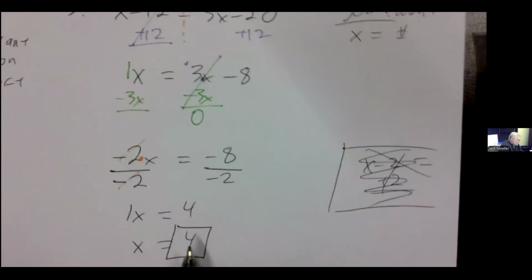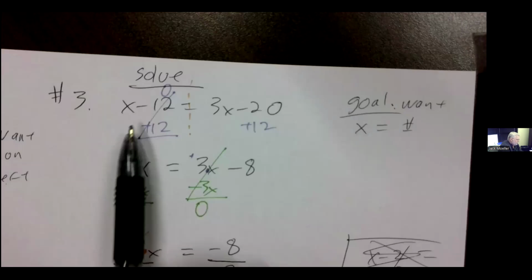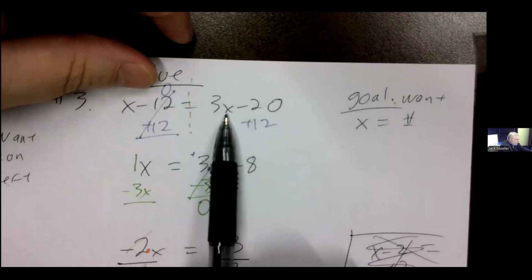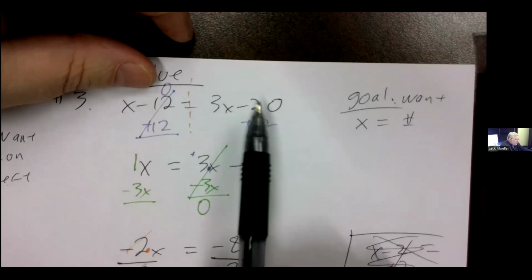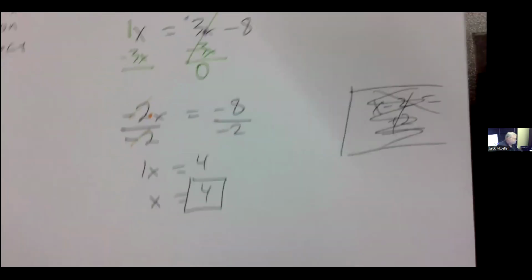And then how do we know that's the right answer? The nice thing about equations is you can always take that answer, plug it back in and check. So 4 minus 12 is negative 8. And then 3 times 4 is 12. 12 minus 20 is negative 8. So we get negative 8 equals negative 8. That's the nice thing about equations, you can check your answer.